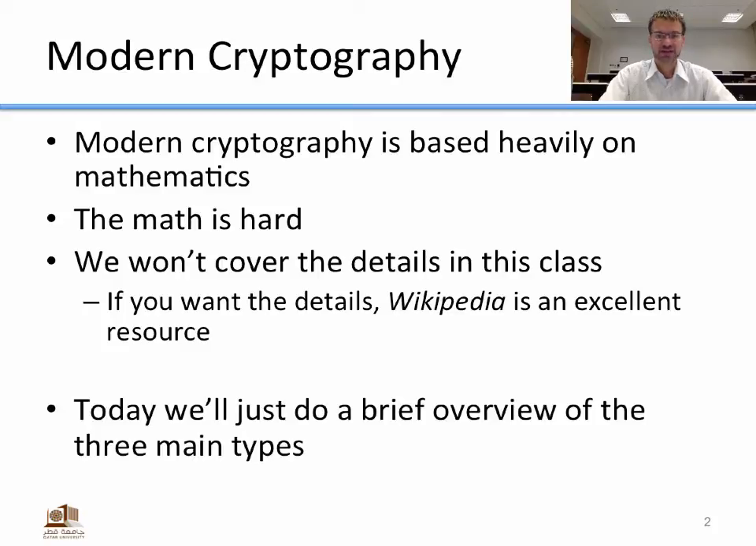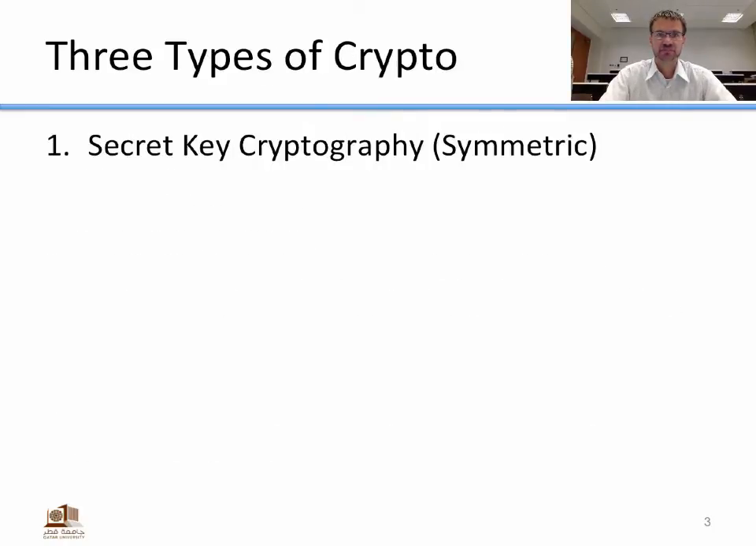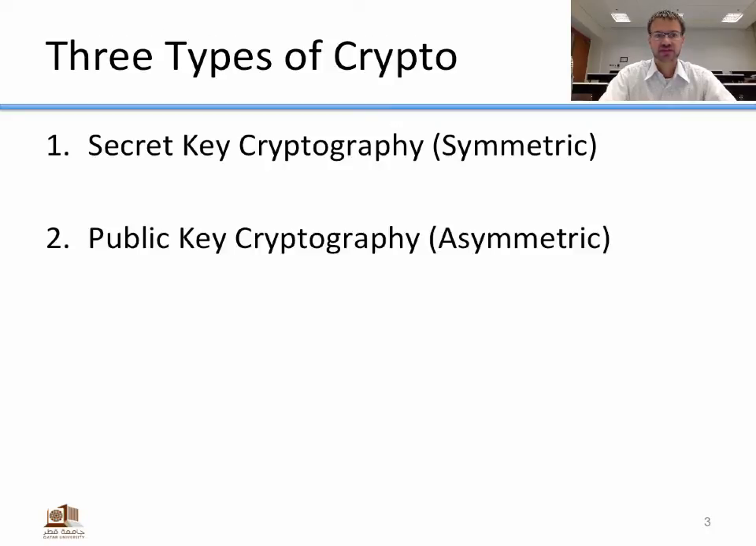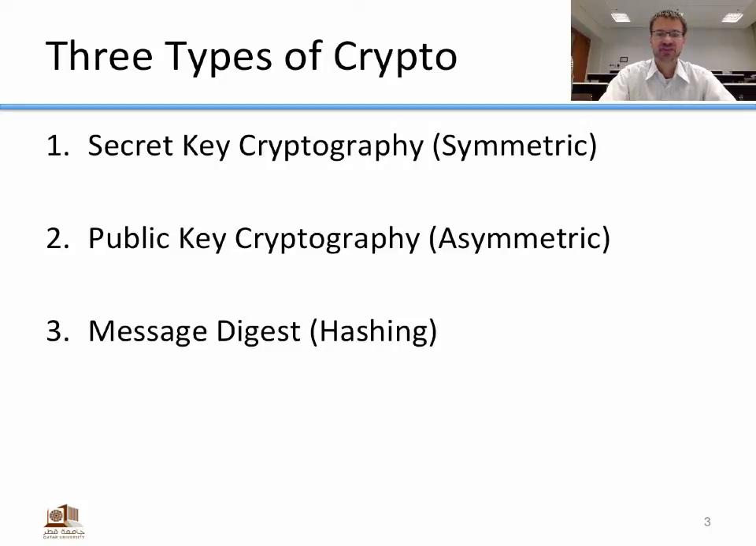But right now in this lecture, we're only going to do a brief overview of the three main types of cryptography that are used to build modern cryptographic systems. The first type is secret key cryptography, also sometimes called symmetric key cryptography. The second is called public key cryptography, sometimes called asymmetric key cryptography. And the third is called a message digest, or sometimes called hashing. So those are the three types of cryptographic building blocks.